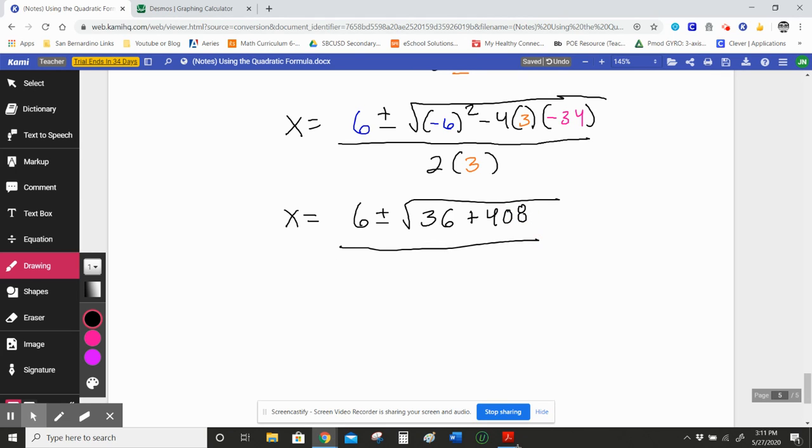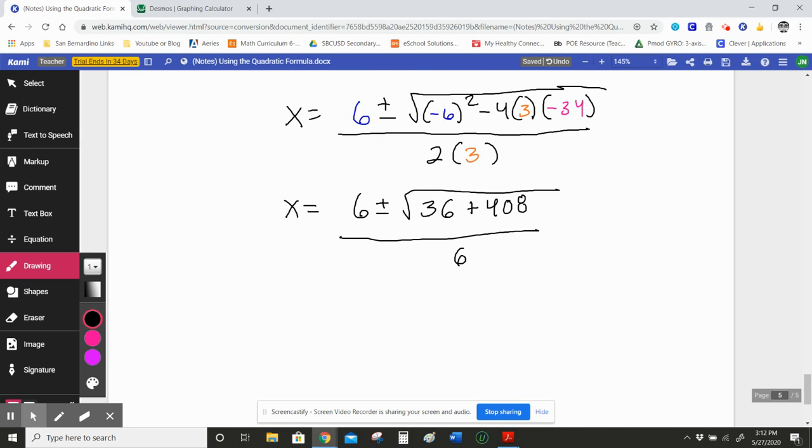And then on the bottom, I get 2 times 3, which is 6. Okay, 408. Now I have to add the 36, right? So we have to simplify the parentheses. So 36 plus 408. My calculator tells me that it's 444. So it's 6 plus or minus the square root of 444, and then all divided by 6.